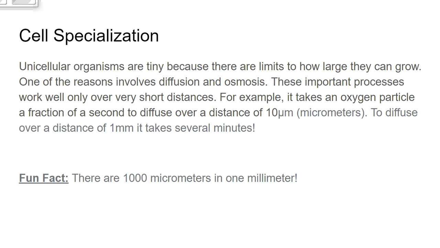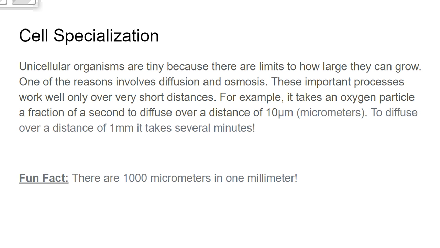For example, it takes an oxygen particle a fraction of a second to diffuse over a distance of 10 micrometers. To diffuse over a distance of 1 millimeter, it takes several minutes. So when we're thinking about the distances here, on our rulers, we have centimeters, and then the tiniest notches that are on our rulers are millimeters. So in order to go 1 millimeter, an oxygen particle takes several minutes.